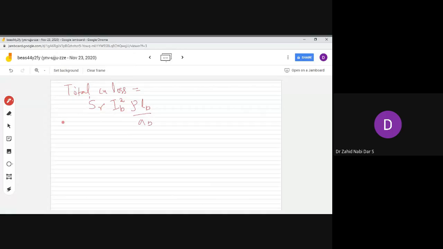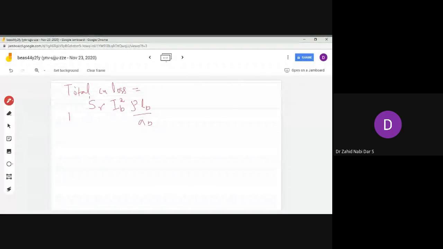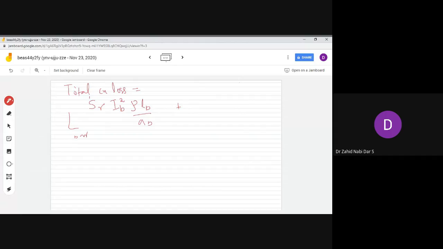So this accounts for the bar. Plus you have the end ring, an end ring on top and an end ring on bottom. So the loss there would be, this is the bar, so one loss here, one loss here, so twice IE square, again rho L by A.